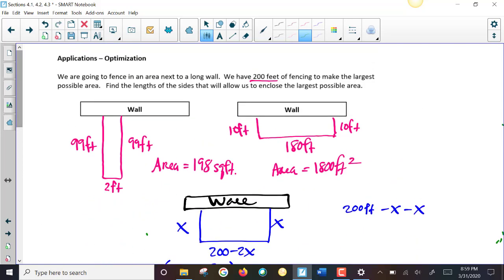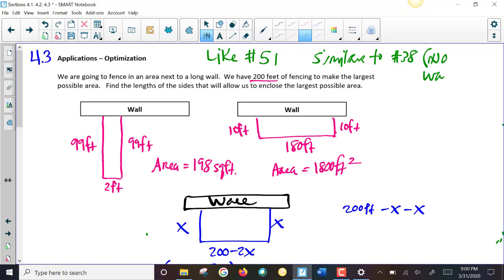Okay, now go back up here. I forgot to mention this, so let's do it real quick. First of all, this is in section 4.3. This one is like number 51 in your homework, and similar to number 38, except in number 38 there's no wall. So you've got 4 sides to fence. And there you have it, application, optimization.